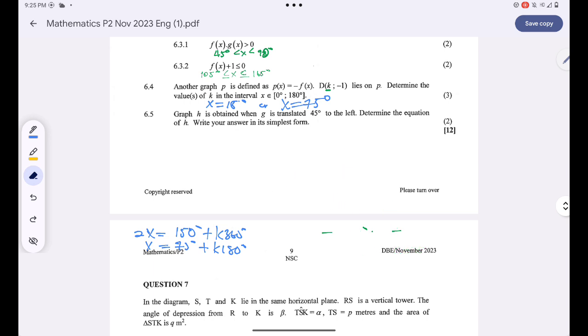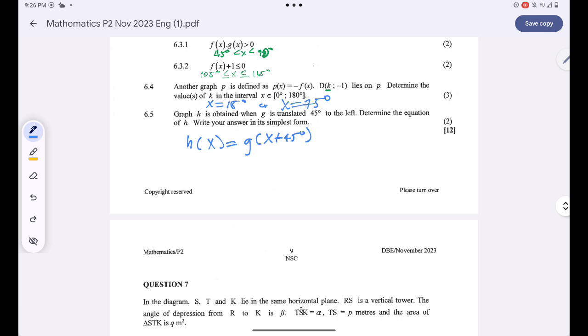h of x rather is obtained by translating g of x 45 degrees to the left. We are supposed to determine the equation of h, and we must write the answer in simplest form. Okay, for us to get to h of x, we must take g of x and translate it to the left. That means we must say plus 45 degrees.